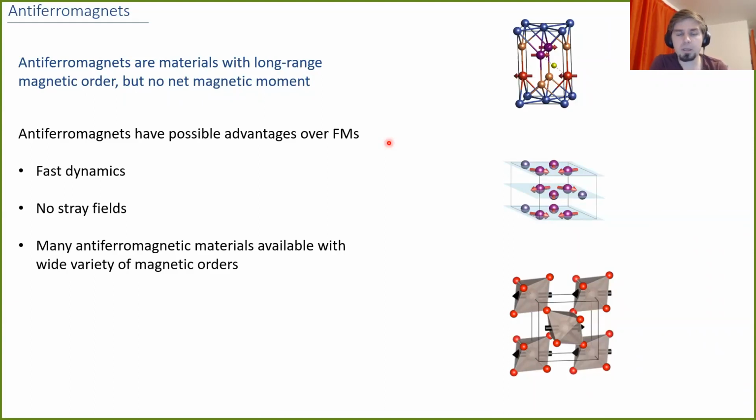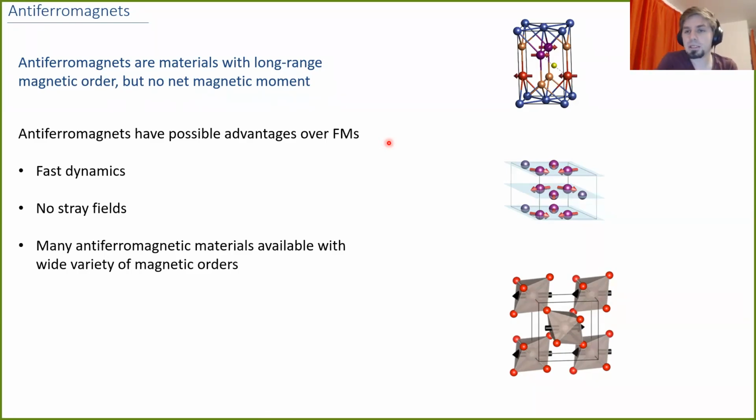So it's a really big difference. Another reason is that there are no stray fields, which in something like a tunneling junction is definitely an advantage, because this is not something you want. And ultimately, I would say maybe the most interesting aspect is that there is a huge variety of antiferromagnetic materials, of both magnetic orders, but also of different material types. There are lots of antiferromagnetic semiconductors, for example, which you don't have so much with ferromagnets.